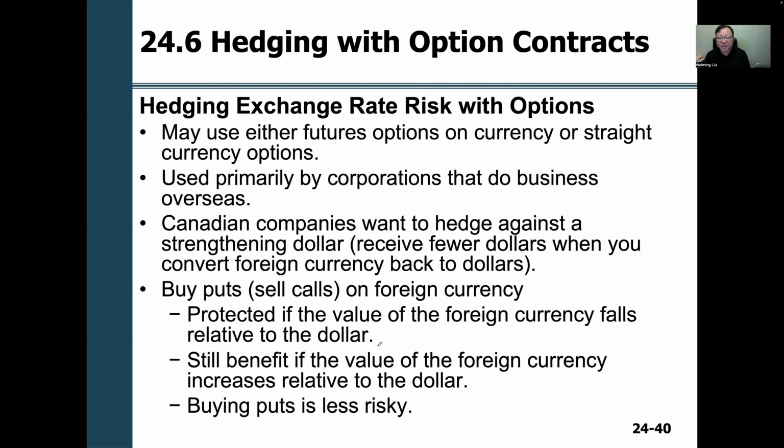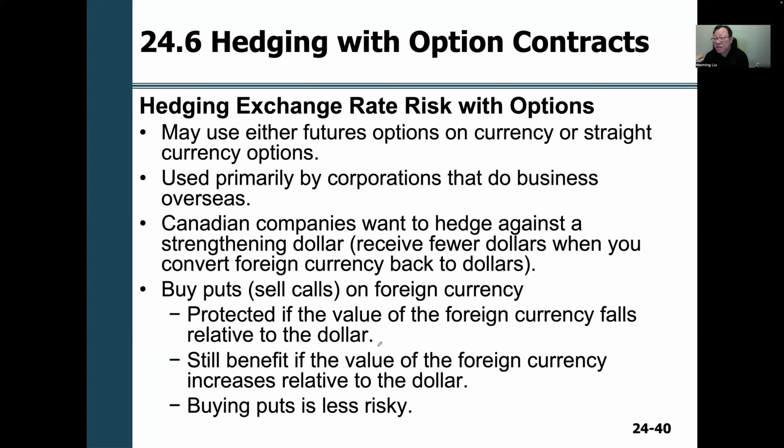Hedging exchange rate risk with options. This is used primarily by corporations that do business overseas, like international corporations. The example would be a Canadian company that wants to hedge against a strengthening dollar.